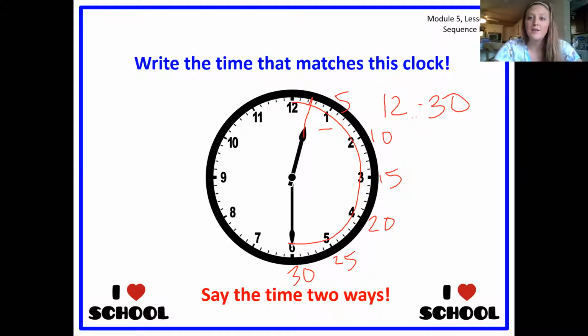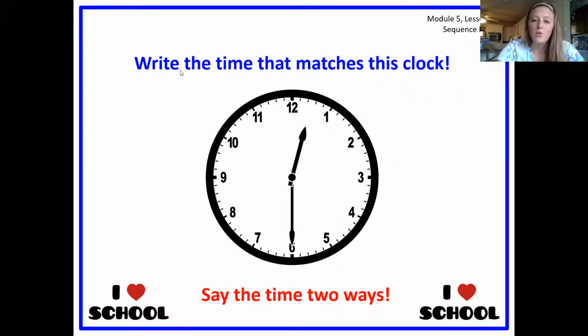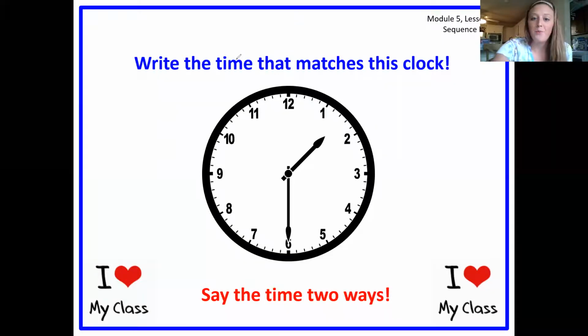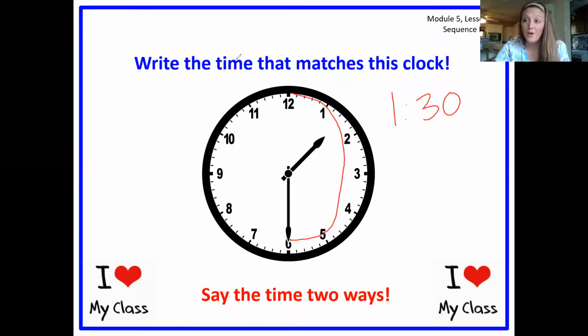Very good. So the next thing that I want us to do is see if we can do one last one and see if you can say this one 2 ways without me having to talk you through it. I'm looking at the hour hand, right? It is 1:30 or half past, because it is halfway around 1 o'clock, 1:30.